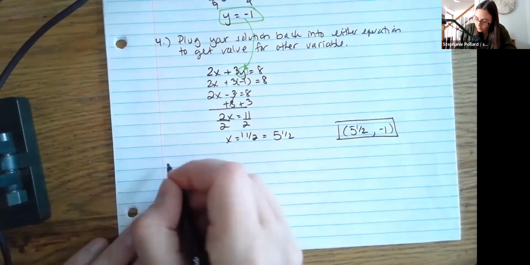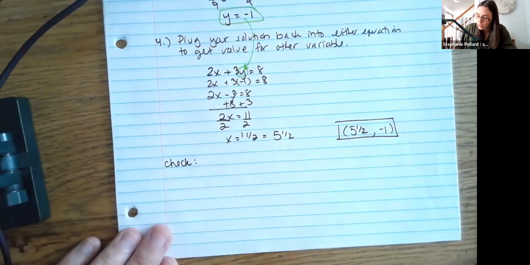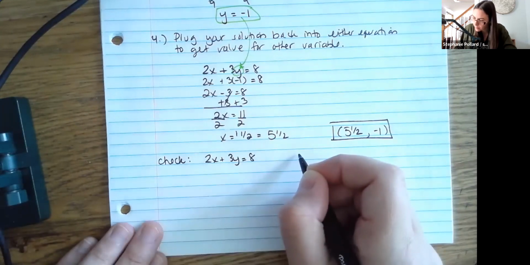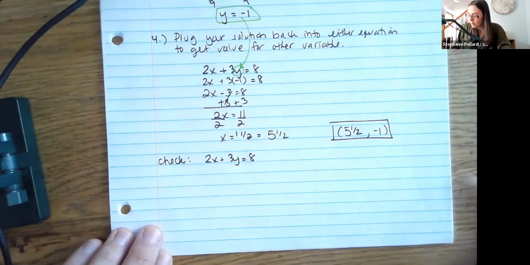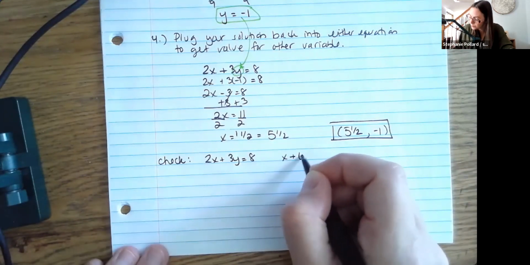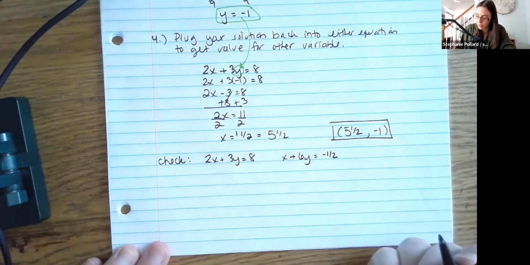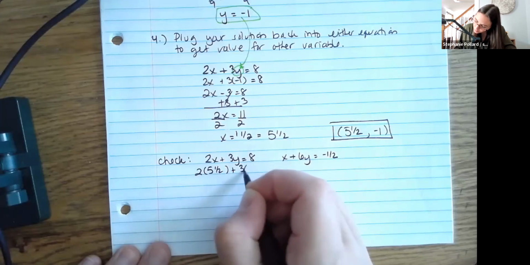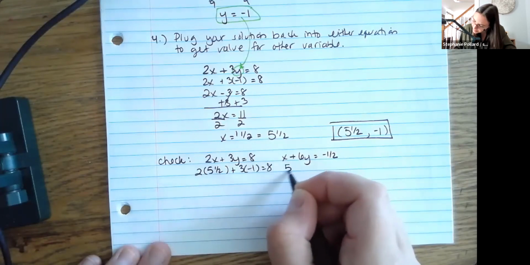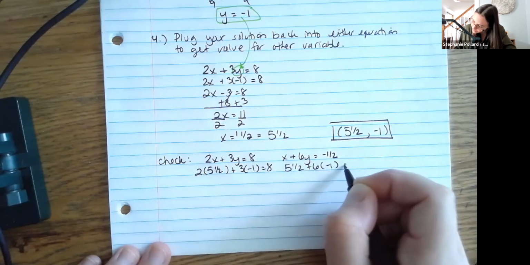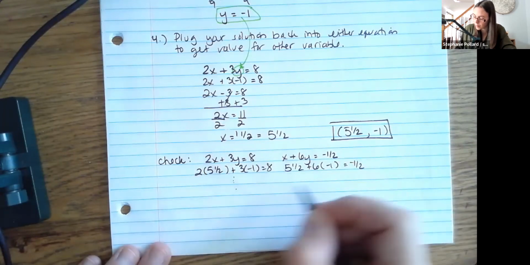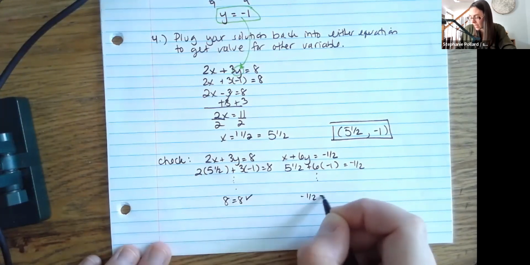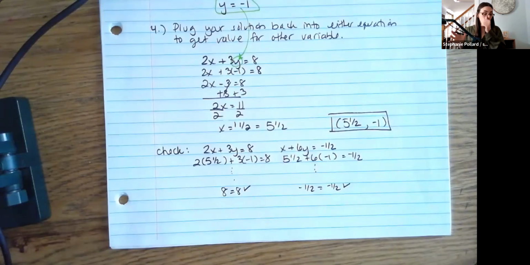Now, I'm not going to go through the full check here, but you can check your work. So what you would do is you would take both equations and plug in your solution. So when I plug in the first one, and then I plug in the second one, you should get true solutions. So I'll let you do out the math there, but you should get 8 equals 8, and you should get -1/2 equals -1/2. So you do get true statements in both cases.